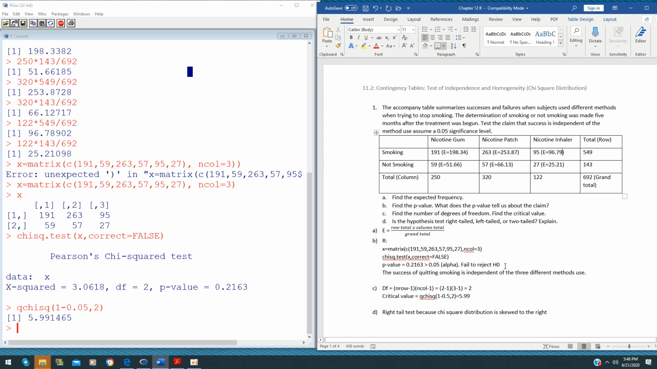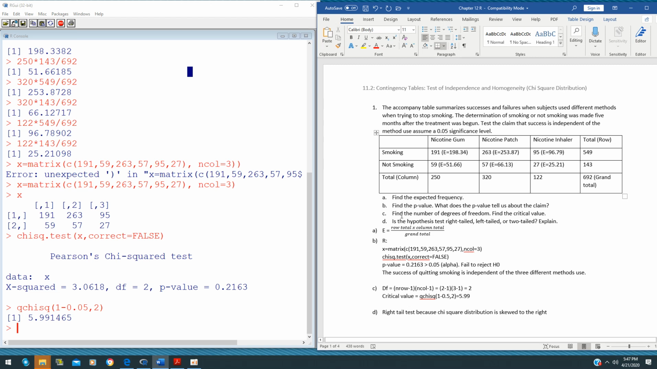So if we fail to reject H0, then we say that the row and the column are independent. So the success of quitting smoking or not is independent of the 3 different methods used. What do these conclusions tell us? They tell us that these two have nothing to do with each other. Independent means that whether you quit smoking or not is not related to which of these ways you use to try your best to quit. These two are totally unrelated, by using this sample or example.